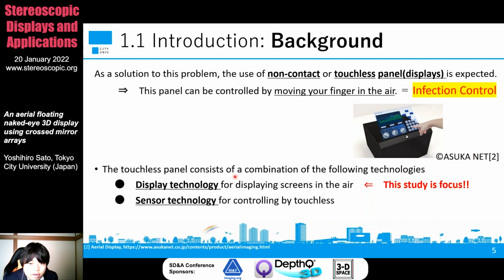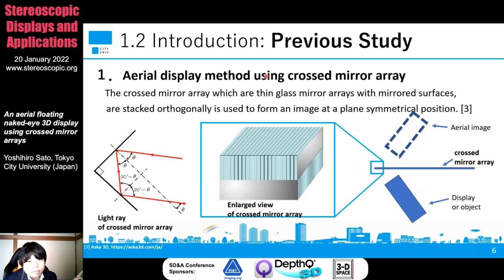The touchless panel is composed of two technologies: display technology for displaying a screen in the air, and sensor technology for controlling by touchless. In this study, we focus on this display technology, this one. I will explain the previous studies on aerial display.